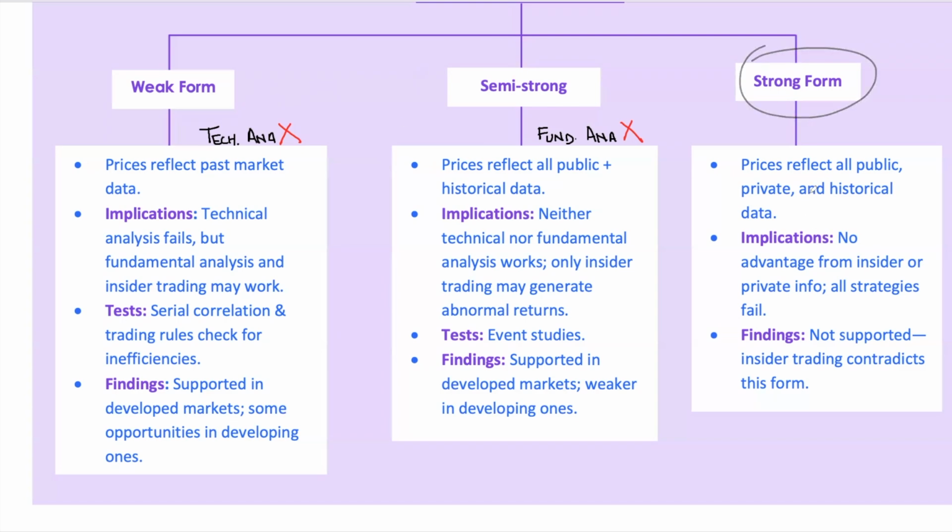Now let's talk about the strong form of market efficiency, and this one's hardcore. According to strong form efficient market hypothesis, prices reflect everything. I mean everything. Past prices, public info, and even private insider information.